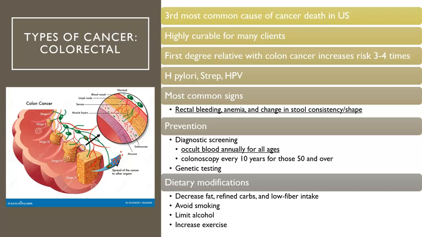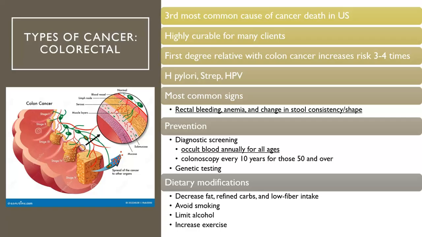Then colorectal cancer, third most common cause of cancer death in the United States. It is highly curable. Again, in the United States, our diet is awful. It's full of GMOs. It's full of sugar. Not enough fiber, not enough fluid. Now you add in bacteria and genetic risk, then you're high risk. So first degree relative with colon cancer increases the risk 3 to 4 times. And having a bacteria, H. pylori, strep, or HPV also increases the risk.